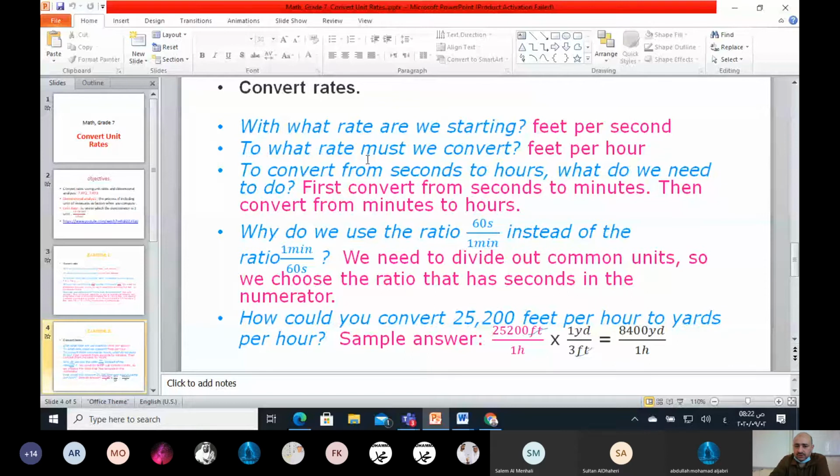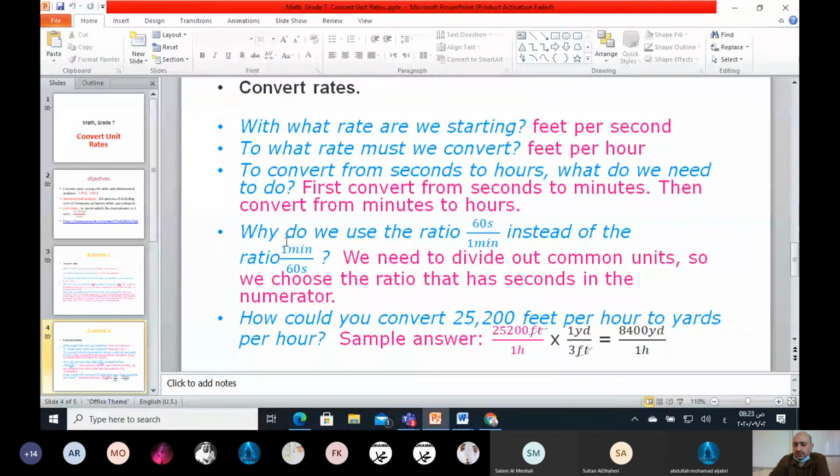To convert from second to hour, what do we need? I didn't understand. Okay. First convert from seconds to minutes, then convert from minutes to hours. As you know, from second to hour, we have the minute in the middle. So if you want to convert from second to hour, convert first to the minute, then convert from minute to the hour.